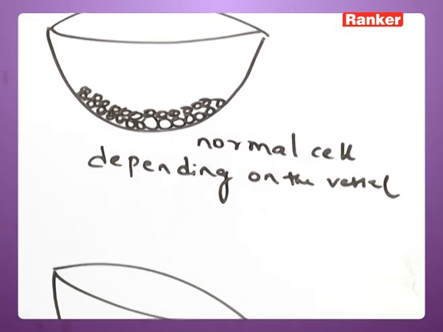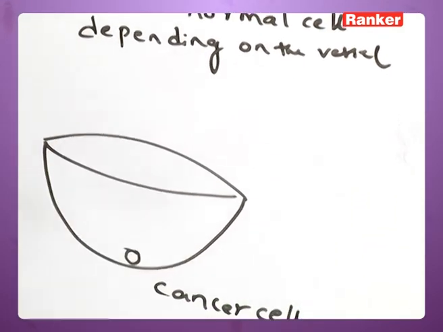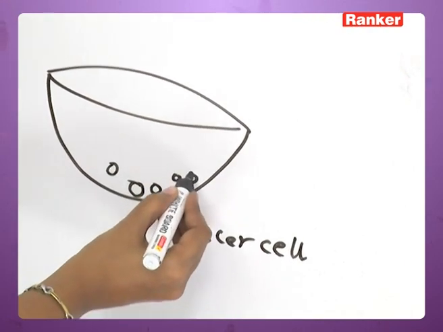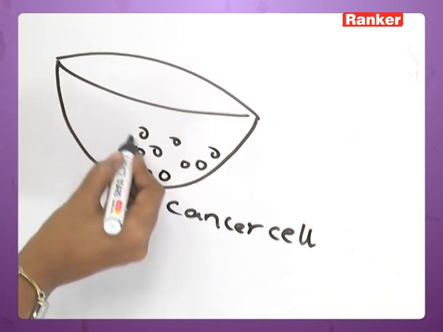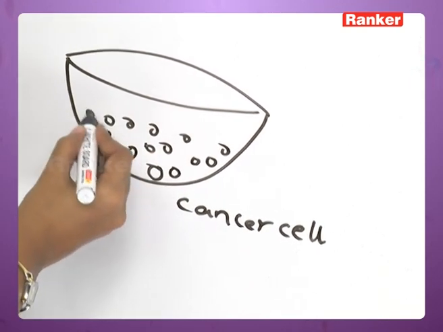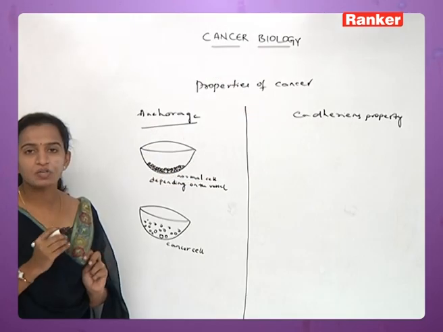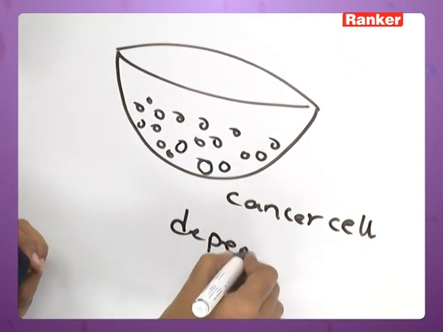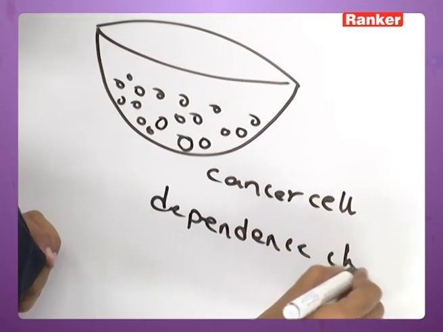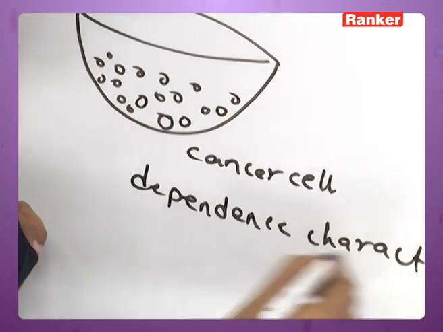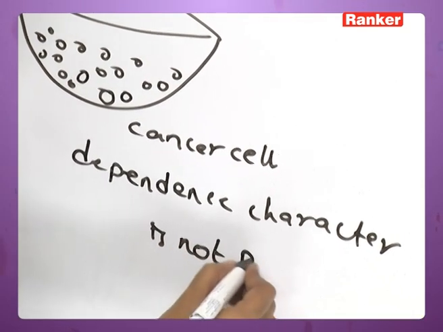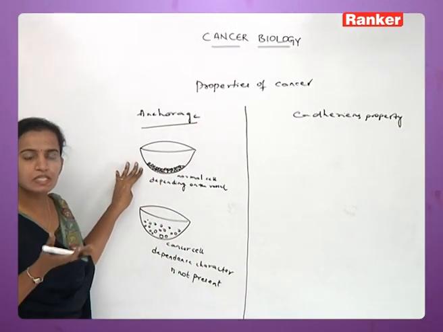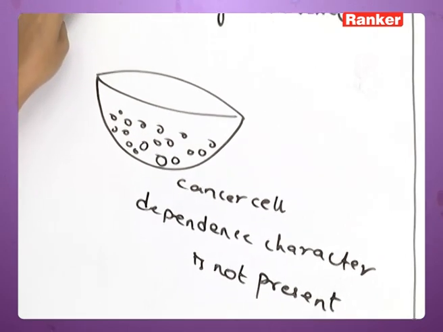Coming to the cancer cell, what happens is that they never hold to the vessel. That means there is no holding to the vessel. There is a division of cells and they move all over the vessel. That means they lose the property called the anchorage property. That means there is no dependence character here. You need to understand that the normal cell is holding the vessel, taking the support of the vessel, and growing uniformly.